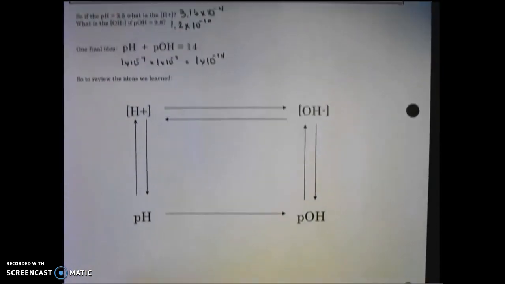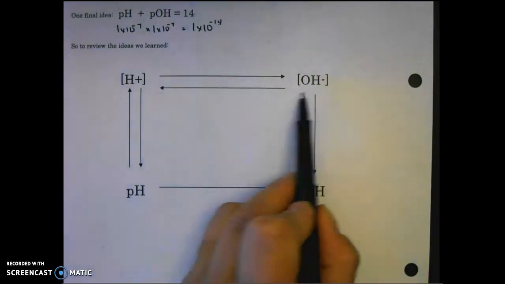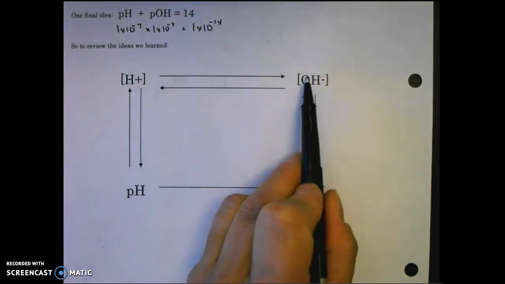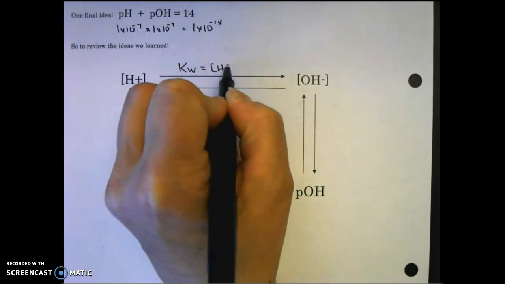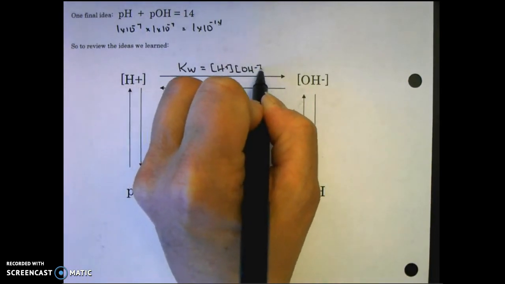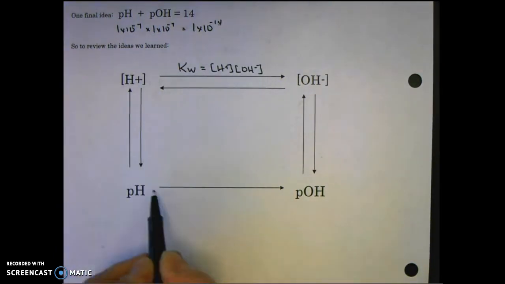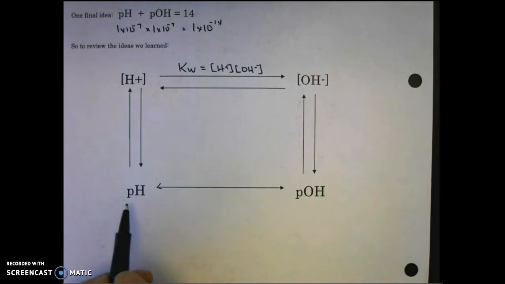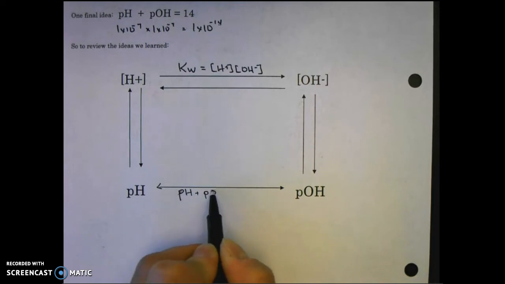Last thing I want to do is summarize all this stuff. So this is a nice little visual. I've seen a lot of kids reproduce this on their tests to remember things. But if we want to go back and forth between H plus and OH minus, you're going to use the Kw equation. Just isolate whatever variable you don't know. It works both ways, so the equation is the same for both. Likewise, if we're going back and forth between pH and pOH, again, pH plus pOH is equal to 14.